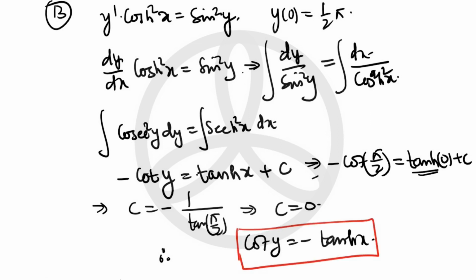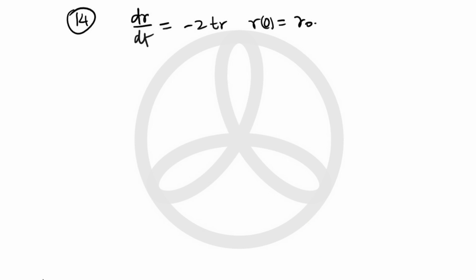This is the answer. So friends, now we move to question number 14. In this question, there is nothing different. Instead, the variable identification has been changed. Instead of writing y and x, it is written r and t, where r is a function of t in this case. The initial condition is that when t is equal to 0, r is r0, and on that we have to find the final solution of this particular ODE.